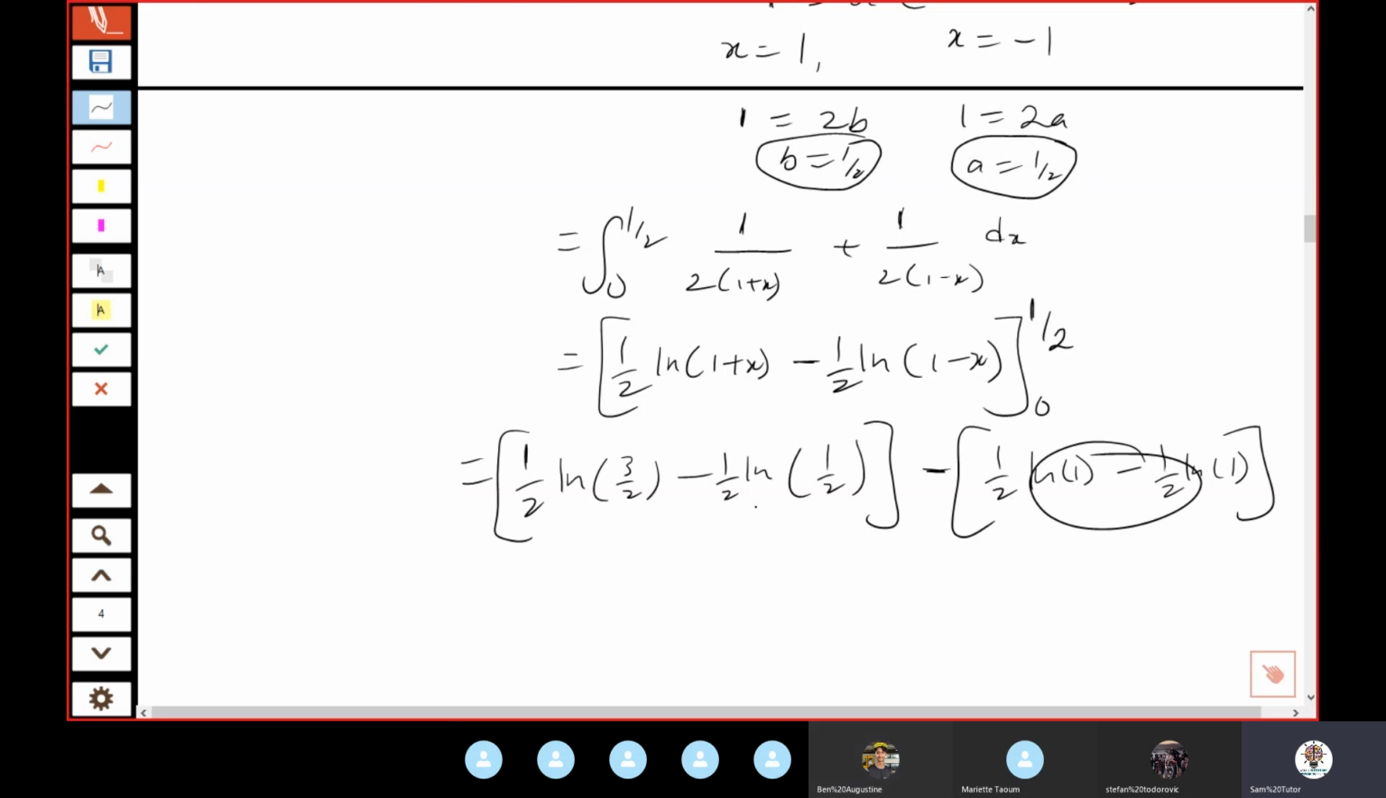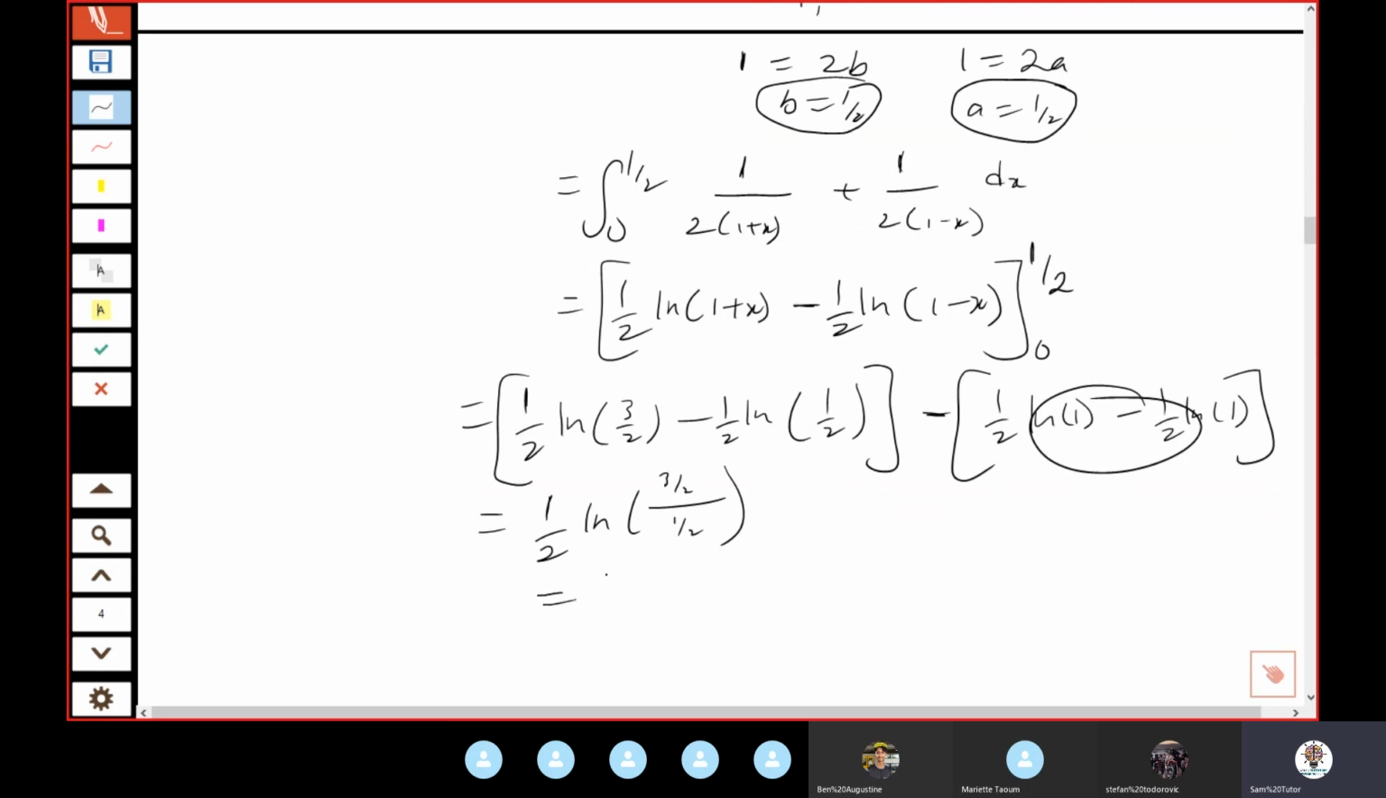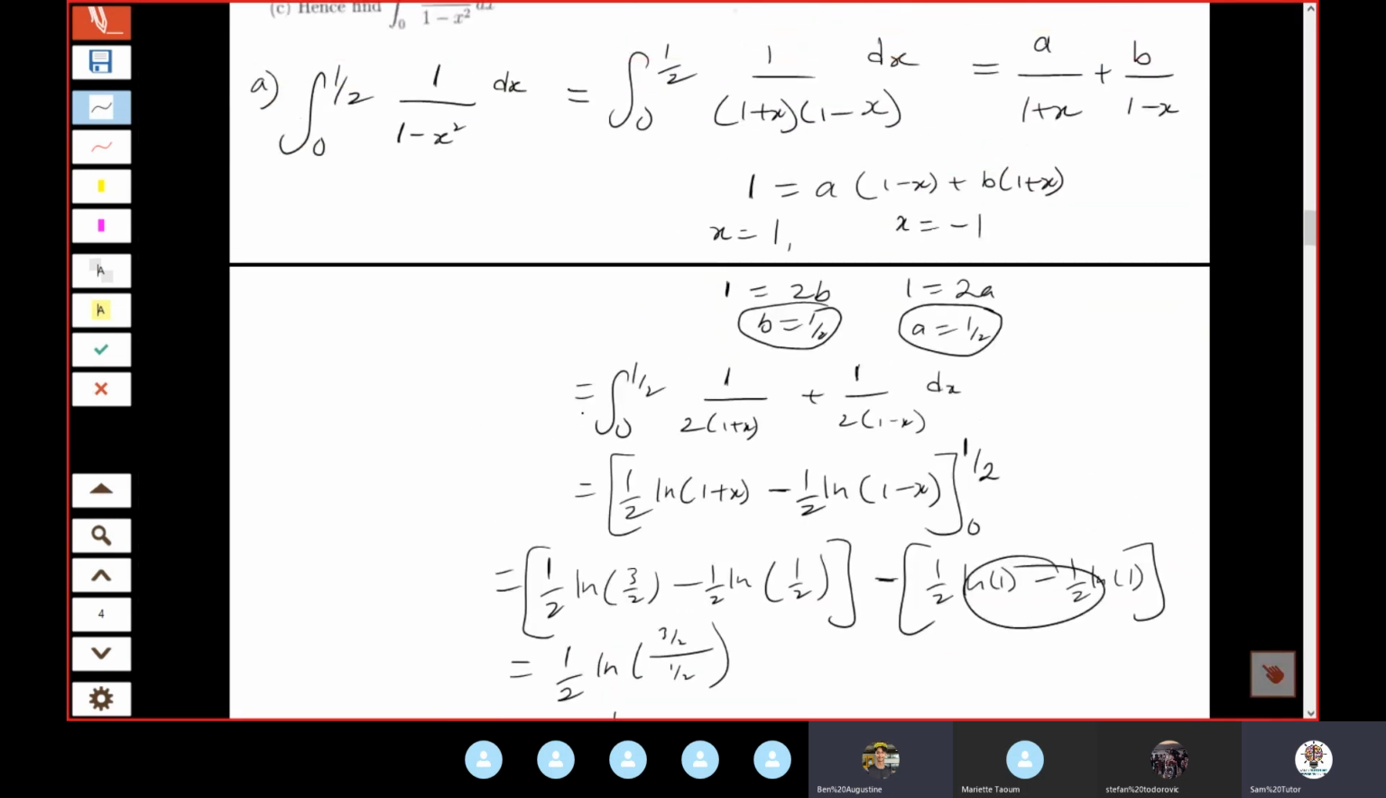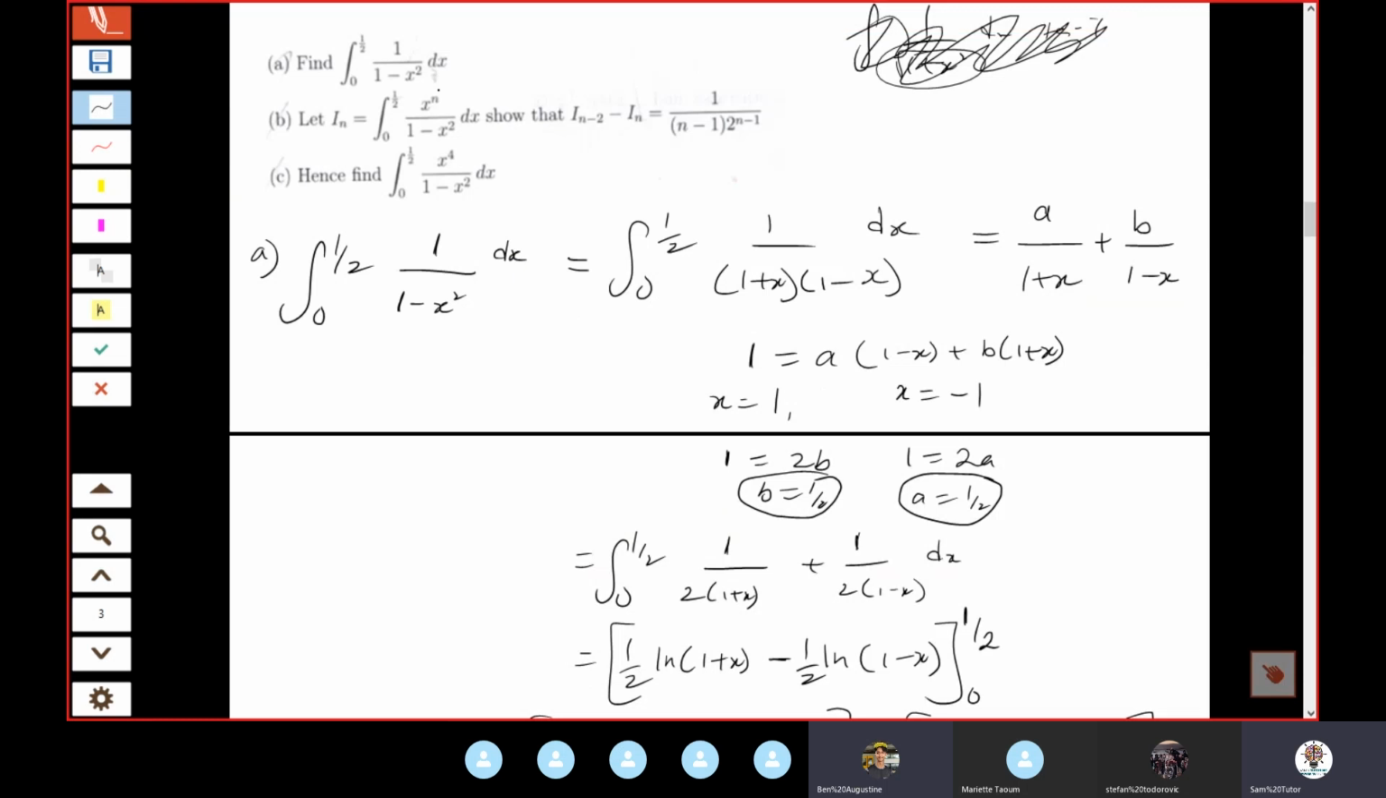You could leave it like that, but again, seeing that we have been doing logs, you guys should know, you've got two logs, it says half log and minus half log. When you subtract, it's the same as dividing the insides. So your answer becomes half log 3 on 2 divided by a half. 1.5 divided by a half is just 3. So your answer is half log 3. That's that question.